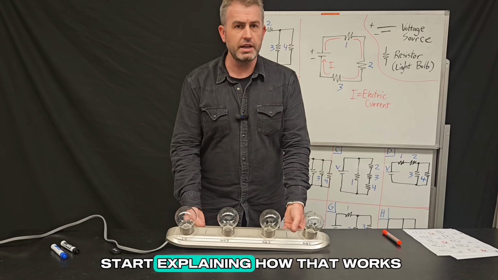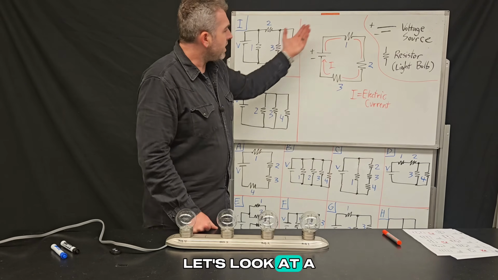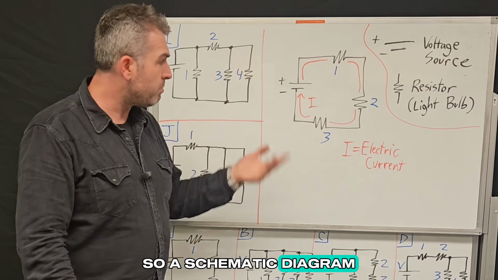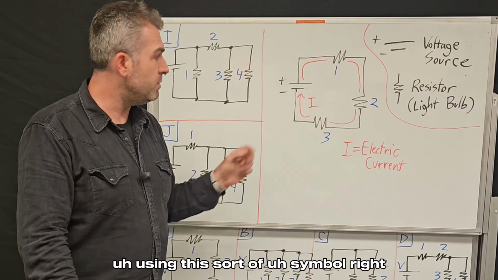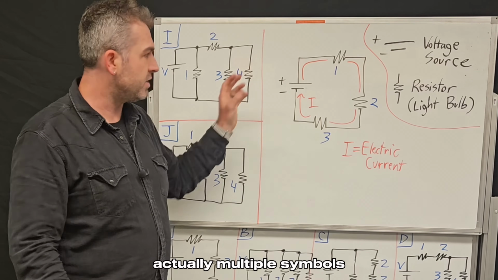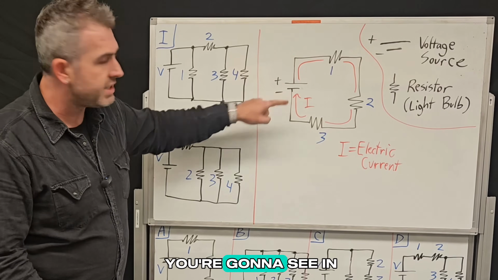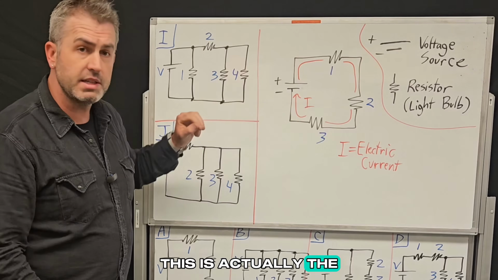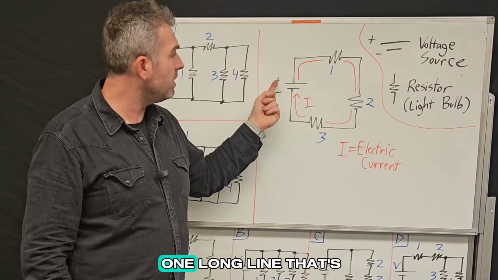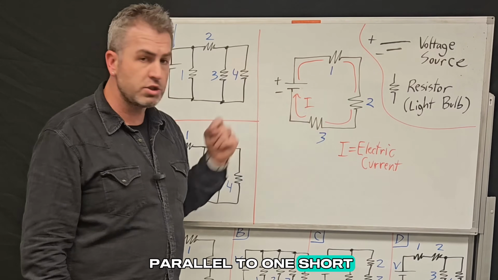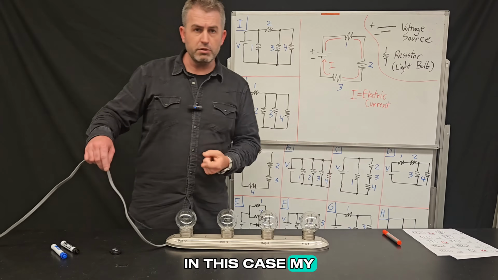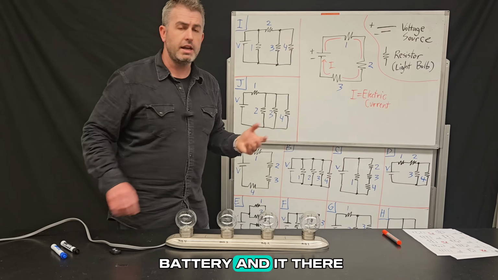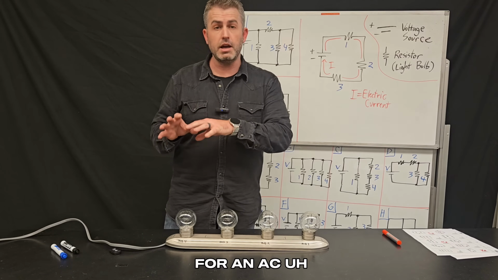So before I start explaining how that works, let's look at a schematic diagram. A schematic diagram is a way to represent an electric circuit using symbols. The first symbol you're going to see in any schematic diagram is the voltage source. This is actually the symbol for a battery, and it's going to be one long line that's parallel to one short line. In this case, my voltage source is actually going to the wall outlet, so it's not a battery, and there is a separate symbol for an AC voltage source.